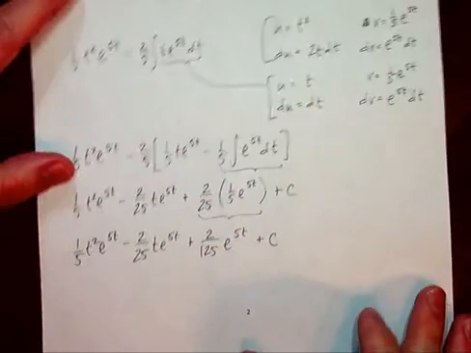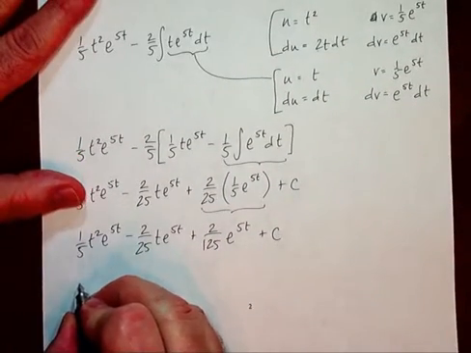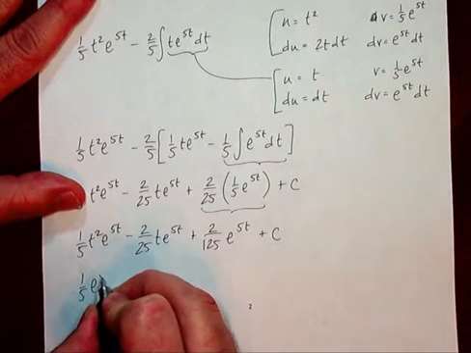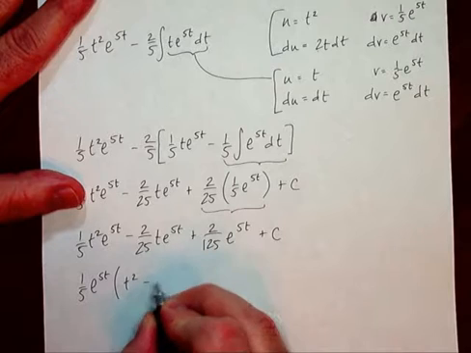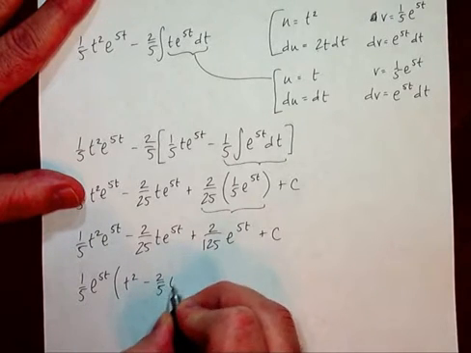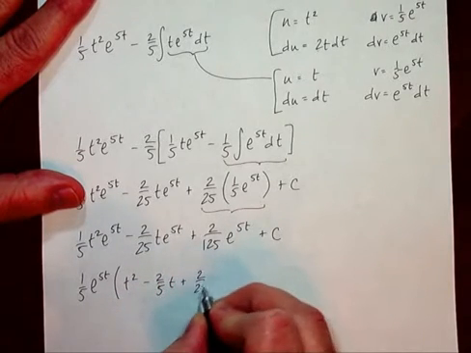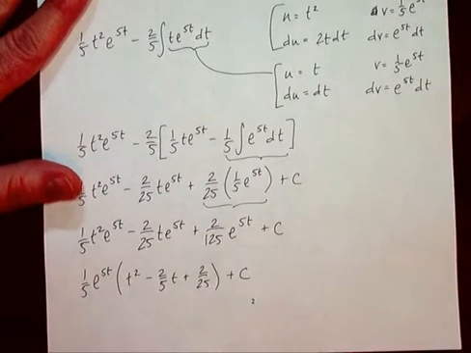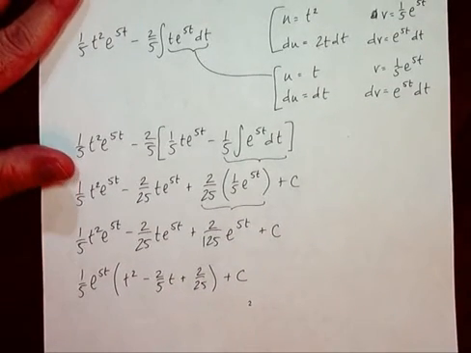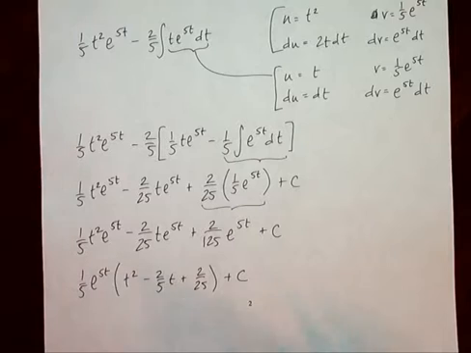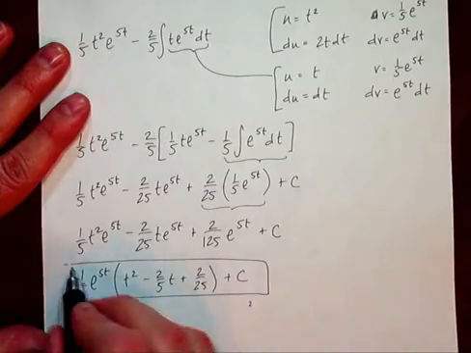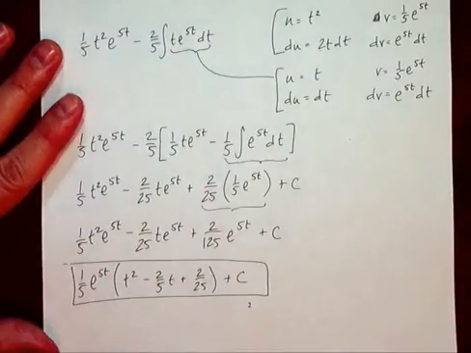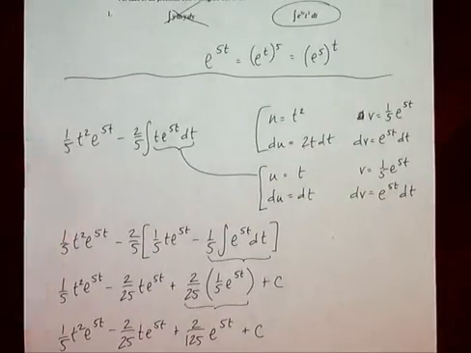And if you're looking to be all nice and tidy, you can of course bring out a 1/5 e to the 5t and make it t squared minus 2/5 t plus 2/25, plus c. But it's unnecessary, simply because remember that you need things in the form that's going to be most useful for you. Now this one obviously took a few more steps than the other one, so you might think that the other one is quote-unquote easier.